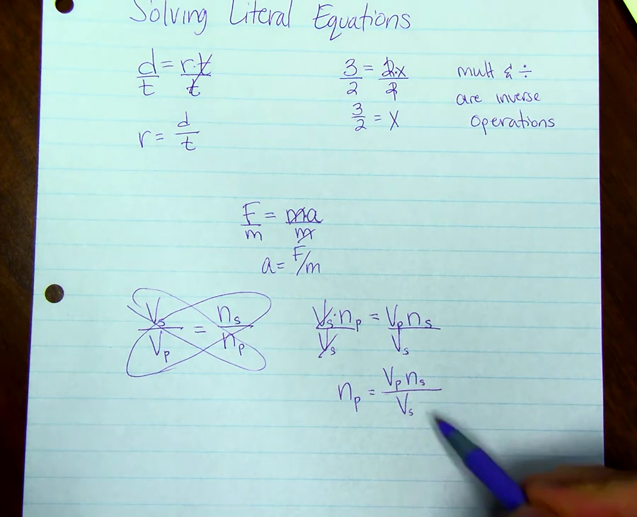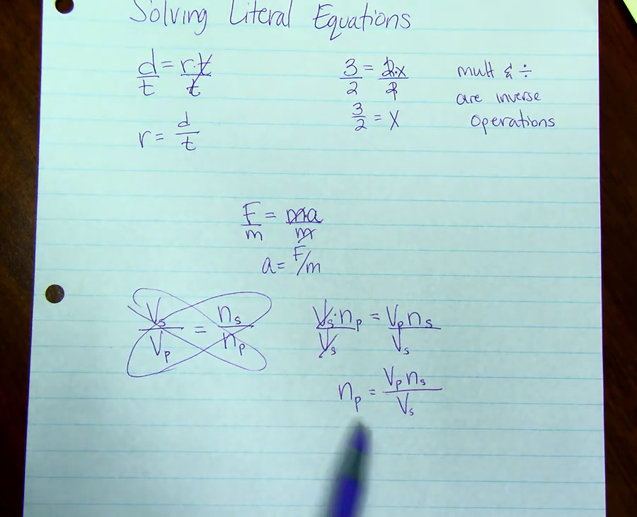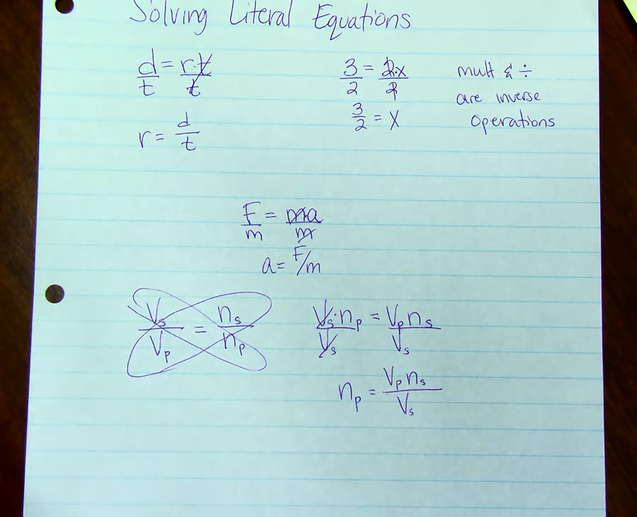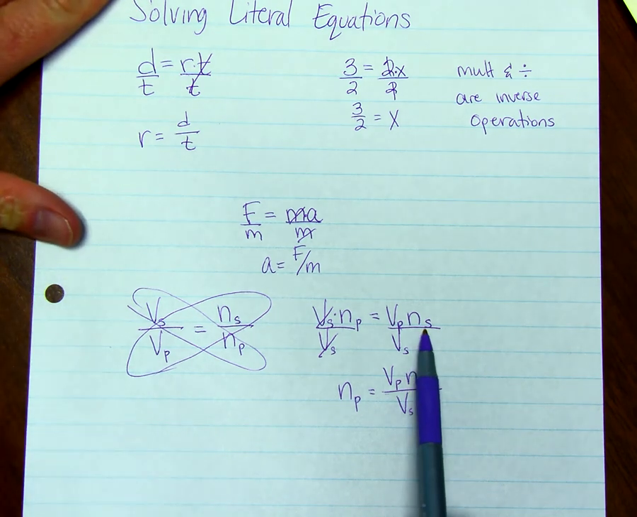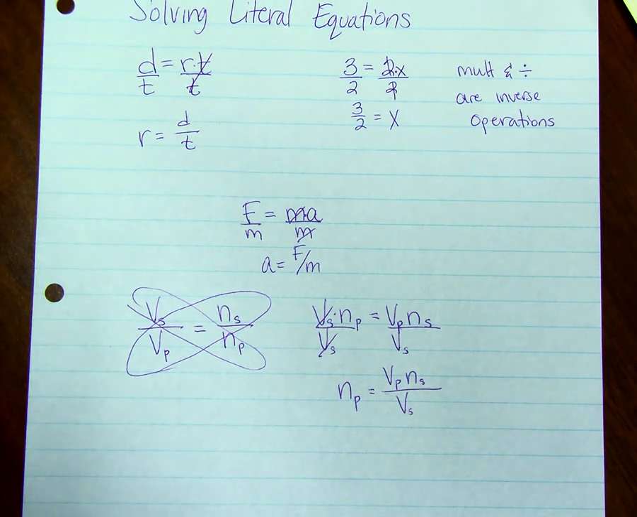See all those subscripts? They weren't that scary. You can just cross multiply and then solve for whatever variable you want. So even if you want to solve for n sub s, you're just going to divide both sides by v sub p. So that is the end of the lesson.